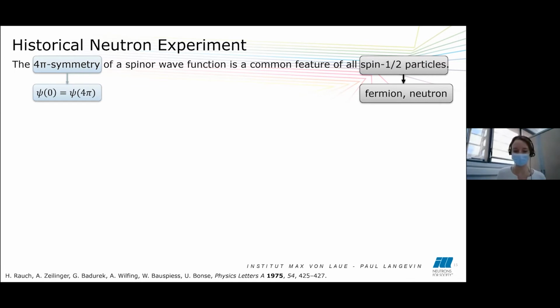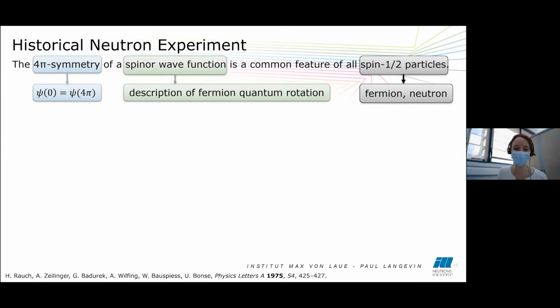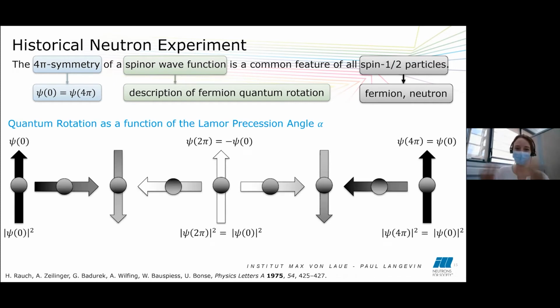And just to explain it in one sentence, spinors are mathematical tools that allow us to describe the quantum rotation of fermions, for example, during the Larmor precession of the fermion magnetic moment in a magnetic field. And this quantum rotation is shown here and can be portrayed as a function of the Larmor precession angle alpha. So here, the polarization vector of the neutrons, which is displayed with the arrow, returns back to its initial state after a 2-pi rotation, and then of course again after another 2-pi rotation, being 4-pi.